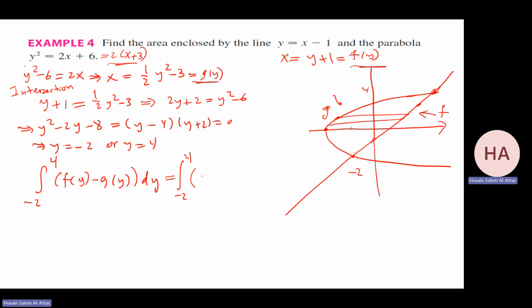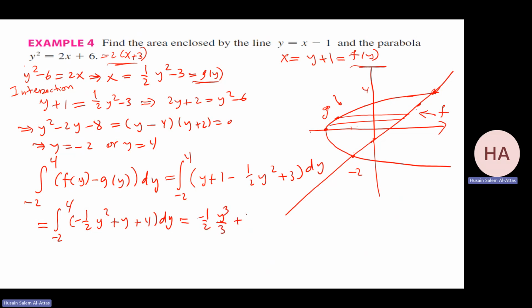I have y plus 1 minus half y squared plus 3, dy. That gives me, just do the calculation, minus half y squared plus y plus 4, dy. That gives me minus half y cubed over 3 plus y squared over 2 plus 4y, and all of this from minus 2 to 4.